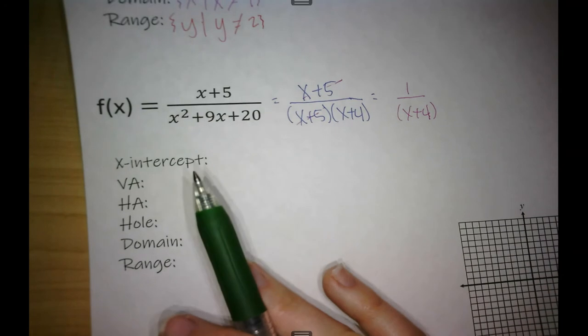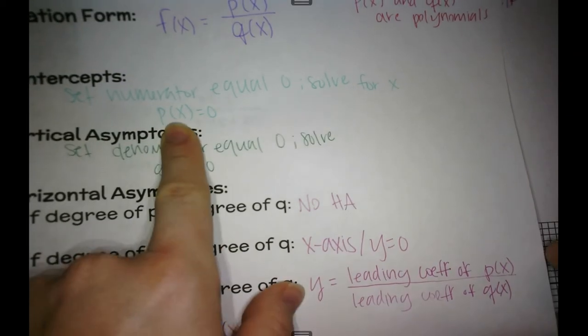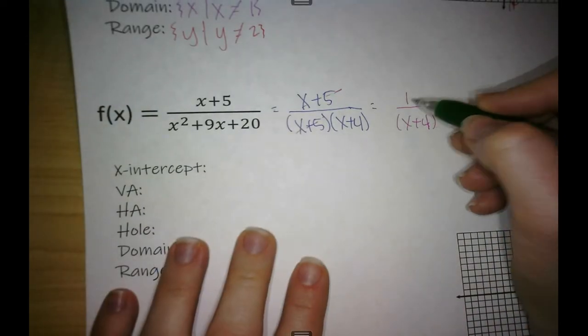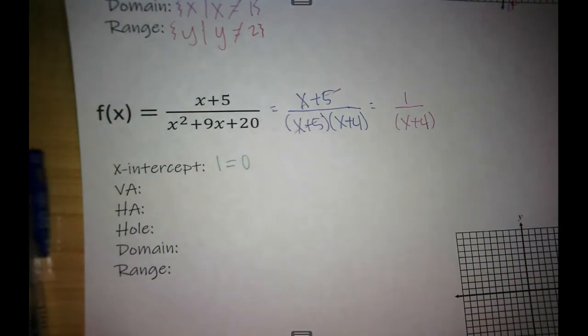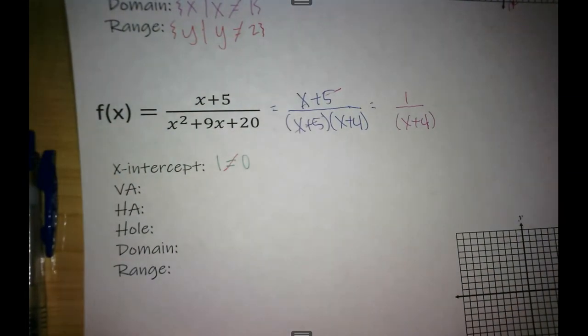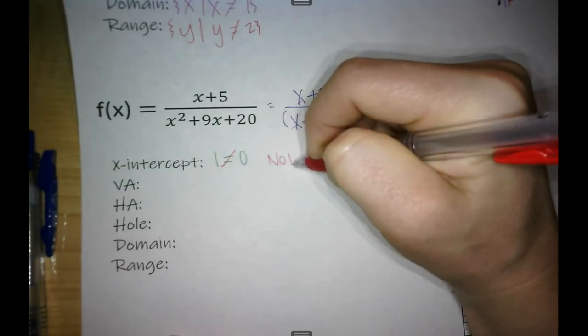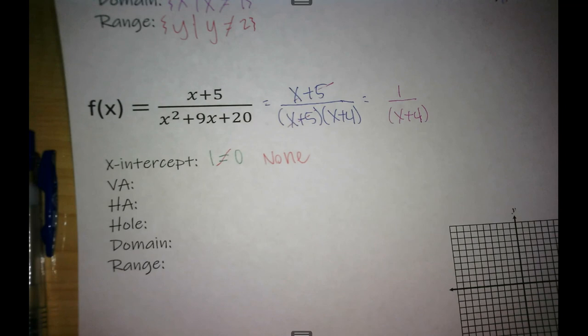Let's go through. X-intercept. We're going to set that top one, p of x, equal to 0. Top is 1. 1 equals 0. Well, 1 doesn't equal 0, does it? No, it doesn't. So we don't have any x-intercepts. It does not cross the x-axis at all, okay?